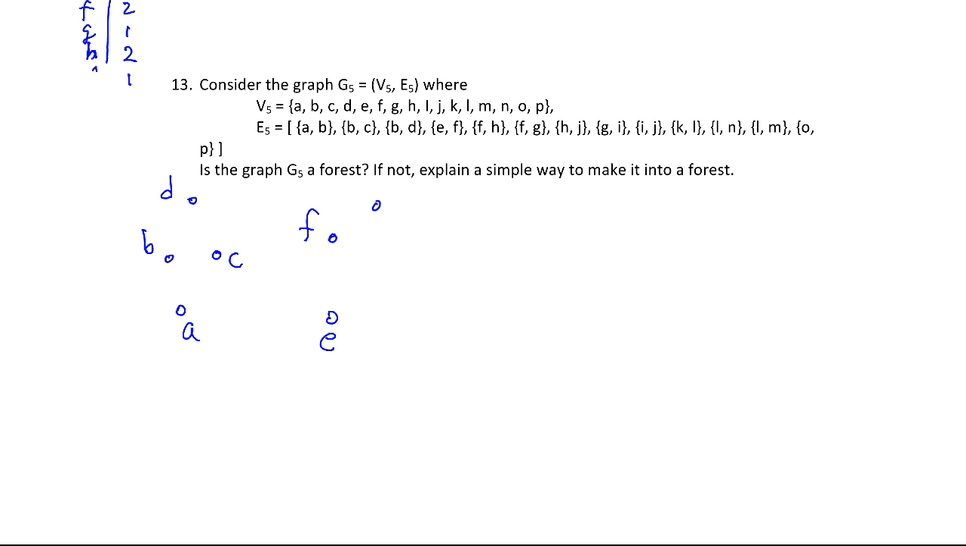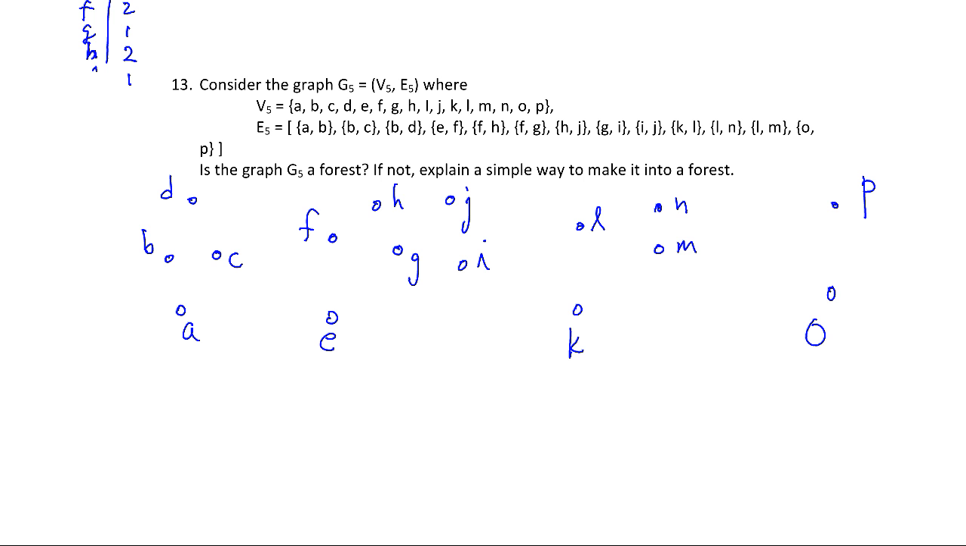F and H are linked. F and G are linked. H and J are linked. G and I are linked. I and J are linked. K and L. Now we have another sort of separate set. L and N. L and M. O and P. And you'll see why I did that.